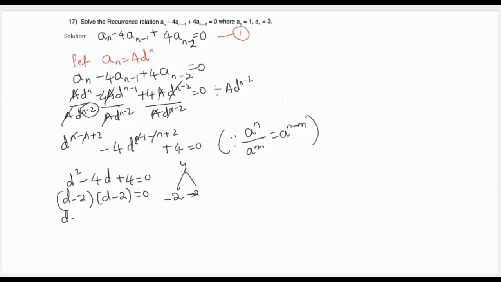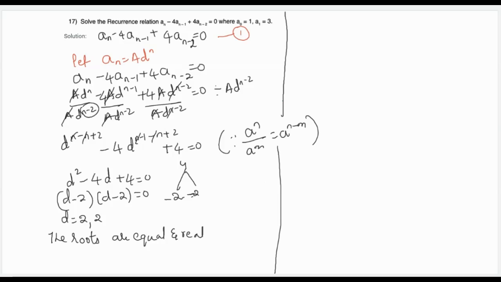Minus 2 goes to the other side and becomes plus 2. So the value of d is 2. That is, the roots are real and equal. If the roots are equal and real, we have another general formula to solve this recurrence relation: an equals d power n into c1 plus n c2. We use this when the roots are real and equal.